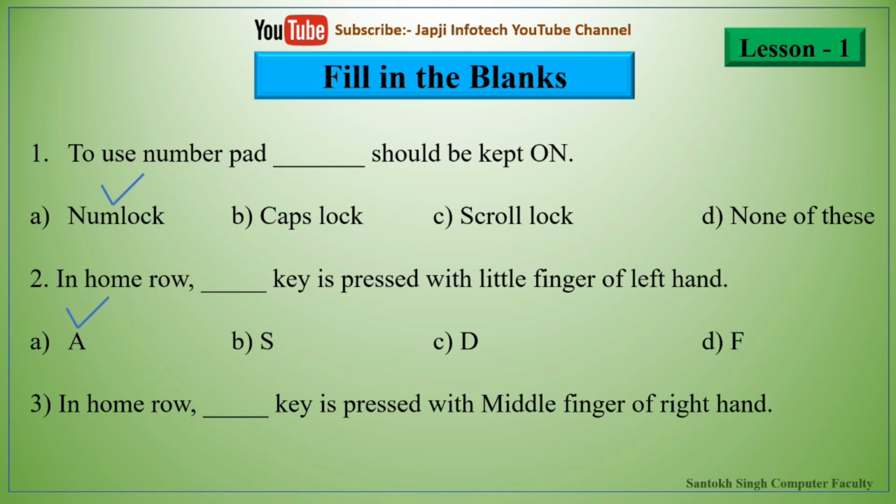Our third fill in the blank is: in home row, dash key is pressed with middle finger of right hand. The options are J, K, L or semicolon. The right answer is: in home row, K key is pressed with the middle finger of right hand.